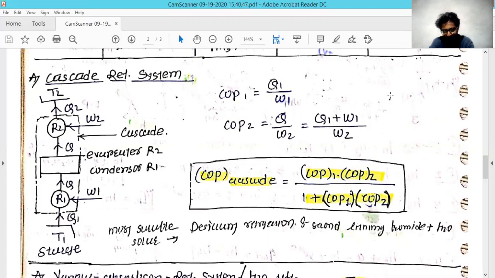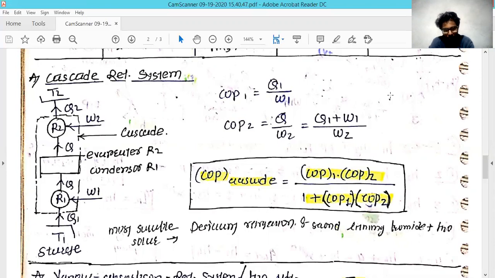As I have explained previously, if the work input to this cycle is going to be the same, in that condition the intermediate temperature will be the arithmetic mean of the two temperatures, (T1 plus T2) divided by 2. And if the coefficient of performance of both the refrigerators will be equal, then in that condition the intermediate temperature will become the geometric mean, that is nothing but the square root of T1 into T2.